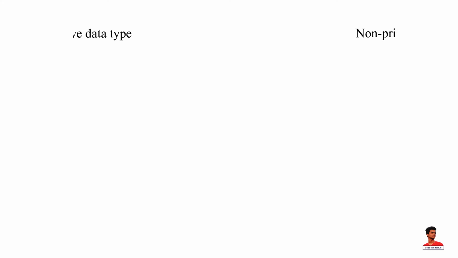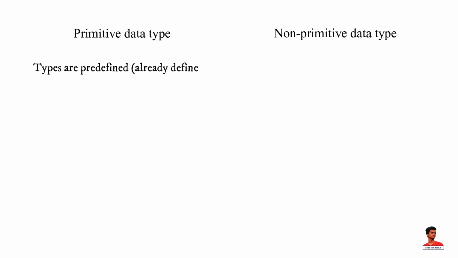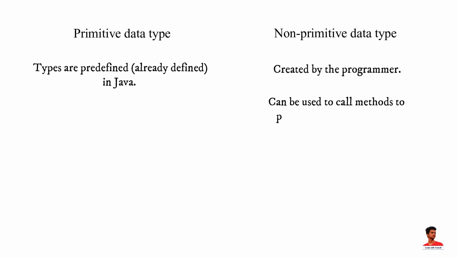The main difference between primitive and non-primitive data types are: primitive types are predefined in Java. Non-primitive data types are created by the programmer and is not defined by Java. Non-primitive types can be used to call methods to perform certain operations, while primitive types cannot.